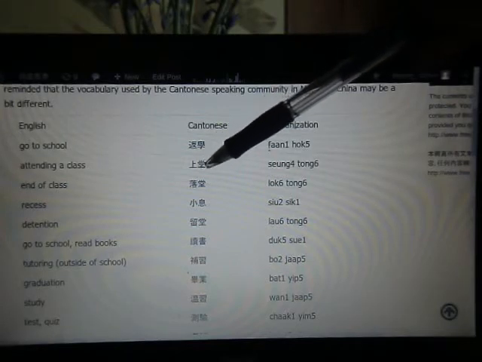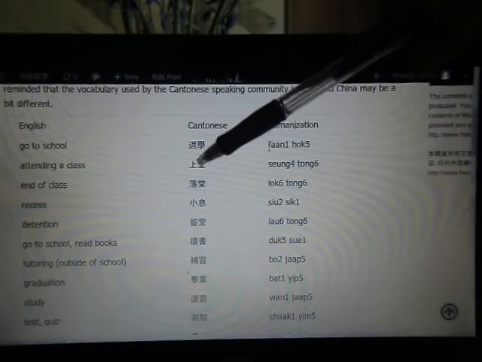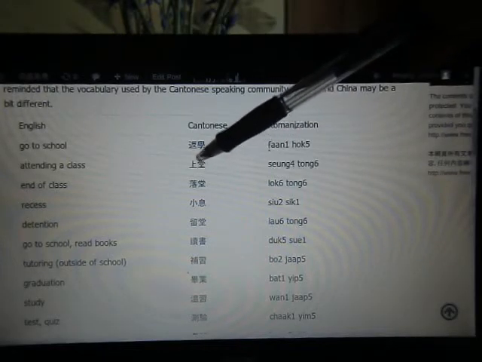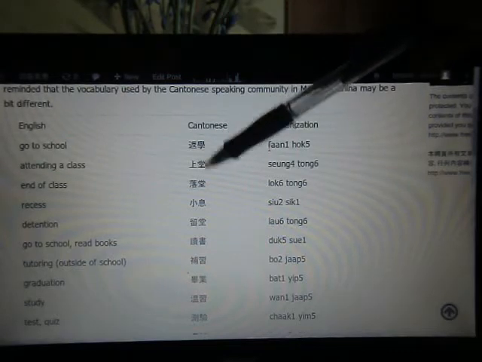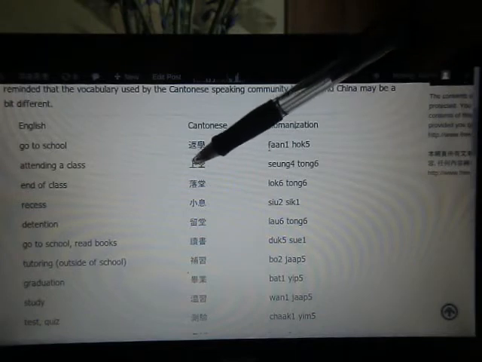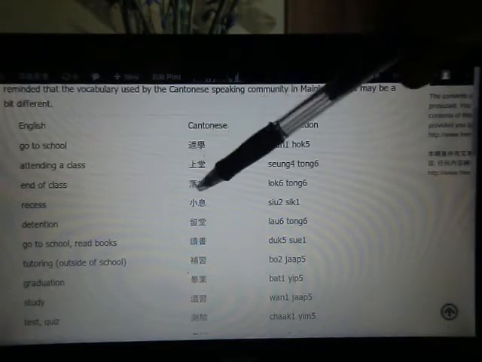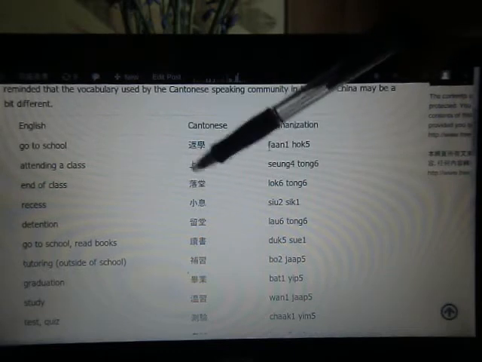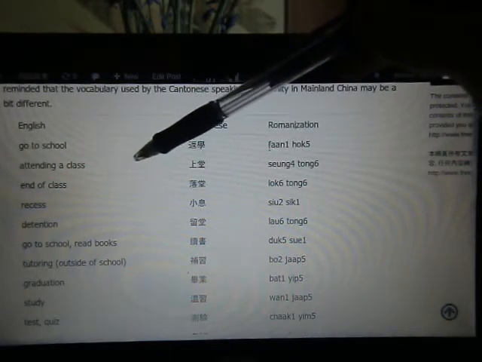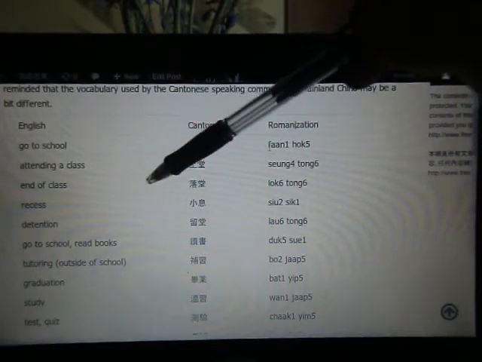And then 上堂, 落堂. 堂 is a place for gathering people, especially for learning things. 上 means to go up, 落 means to go down, stepping up, stepping down. 上堂 actually means to attend a class. 落堂 means the end of class.